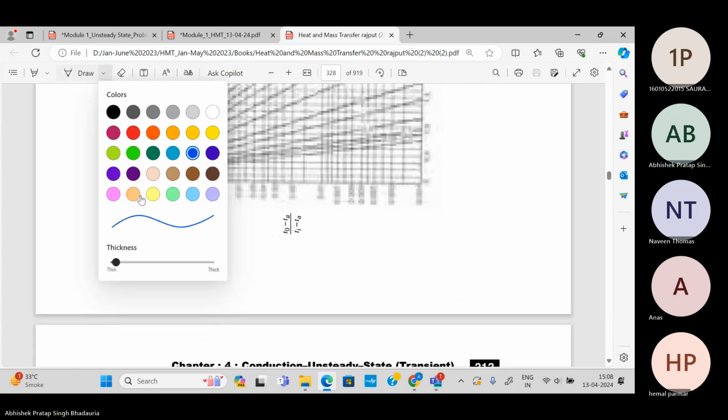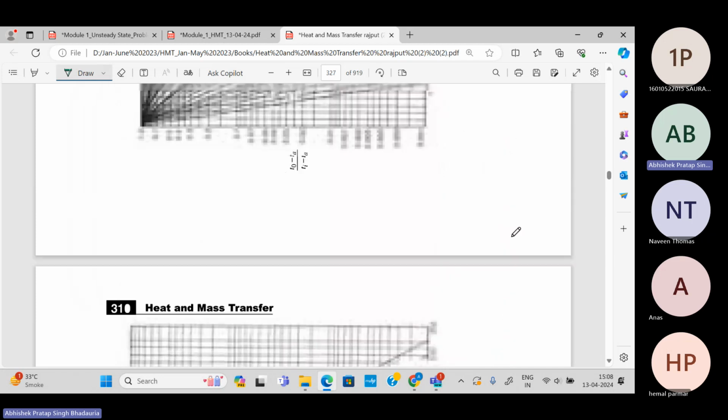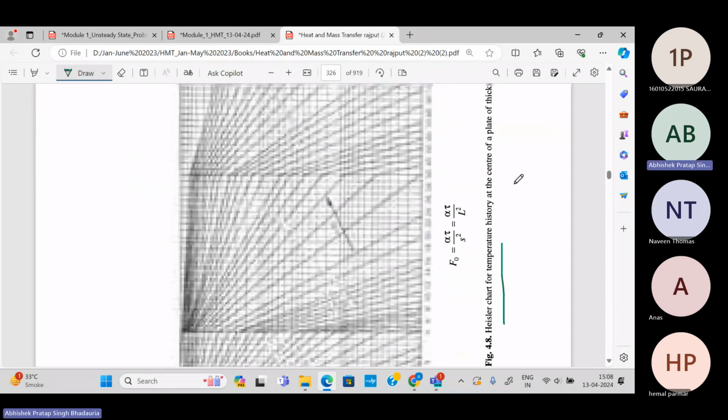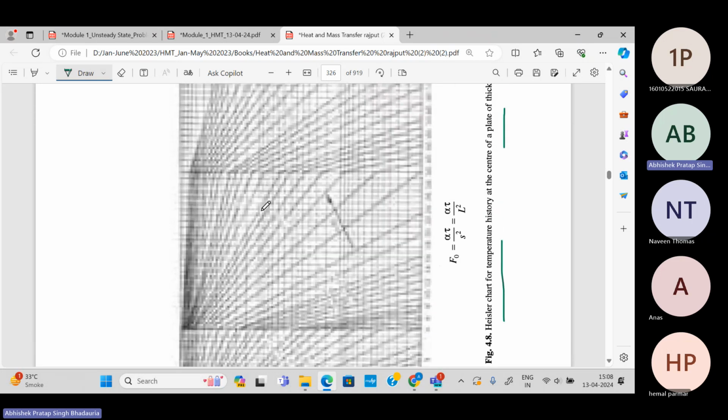Now we'll use the Heisler chart for a plate. This is the Heisler chart. No, this is for the sphere. This is for a cylinder. Now this is the Heisler chart for the plate having thickness 2L, so we will use this. These curves are expressed in terms of 1 upon Biot number. Biot number we have already calculated, so we'll calculate 1 upon Biot number and Fourier number, and then locate the point on this graph.